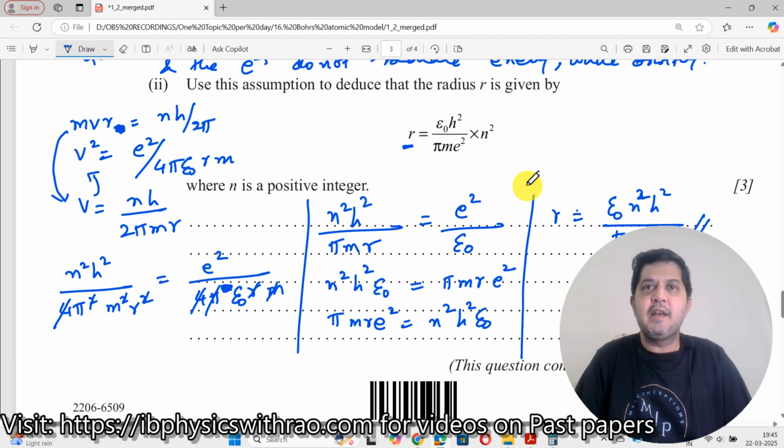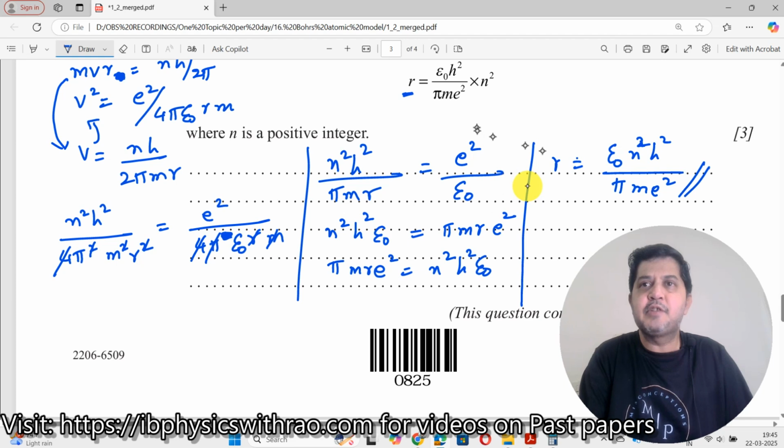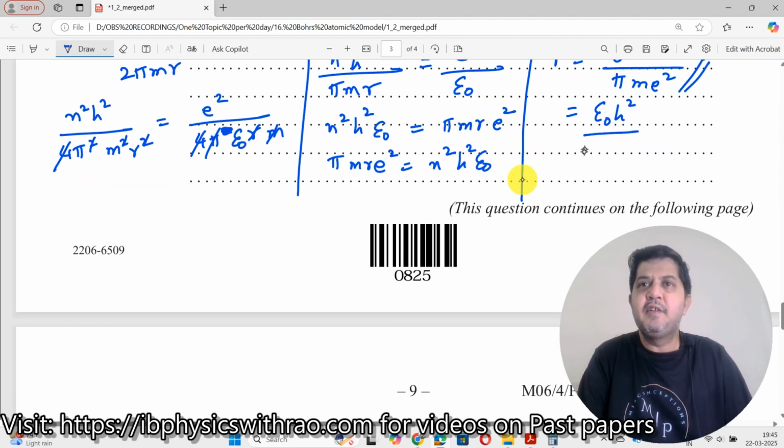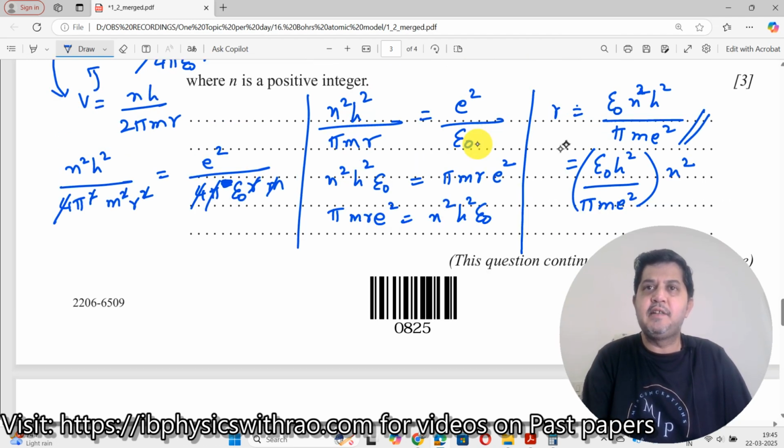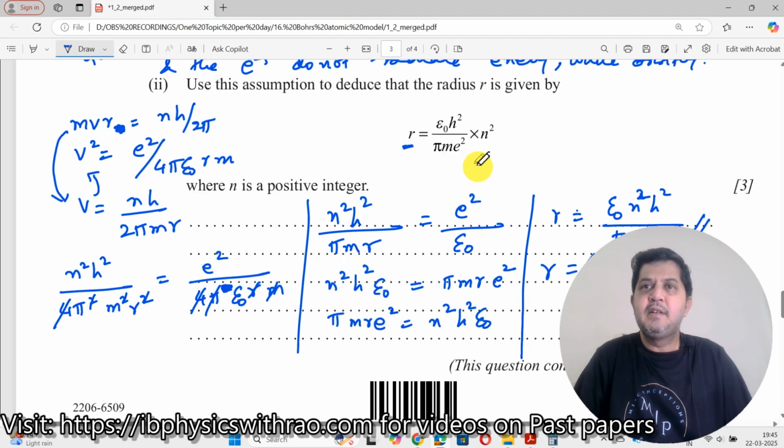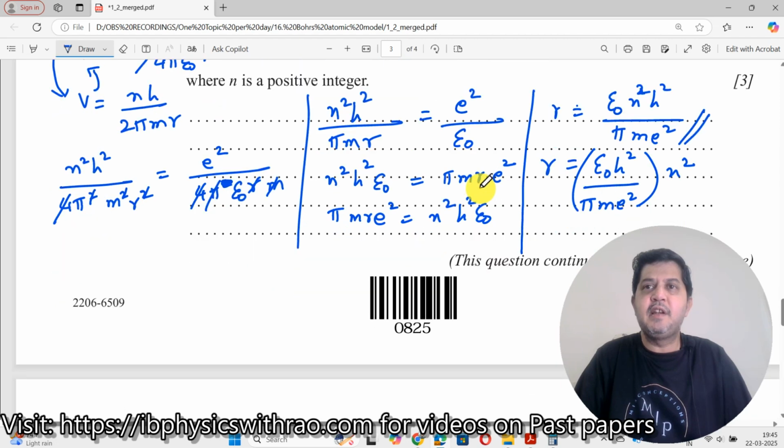Let us see, have we arrived at it? We have epsilon naught h square. Okay, I'll write it like this only. I'll write epsilon naught h square divided by pi m e square into n square. R is equal to, see, have I arrived at the epsilon naught h square divided by pi m e square into n square? Epsilon naught h square divided by pi m e square into n square.